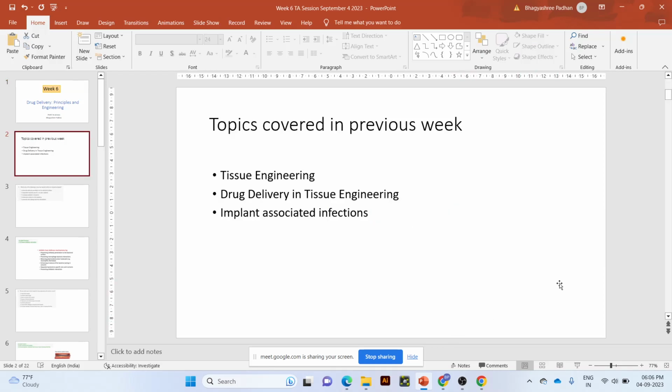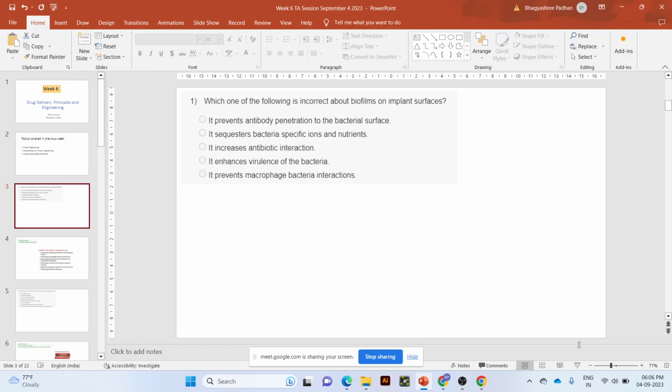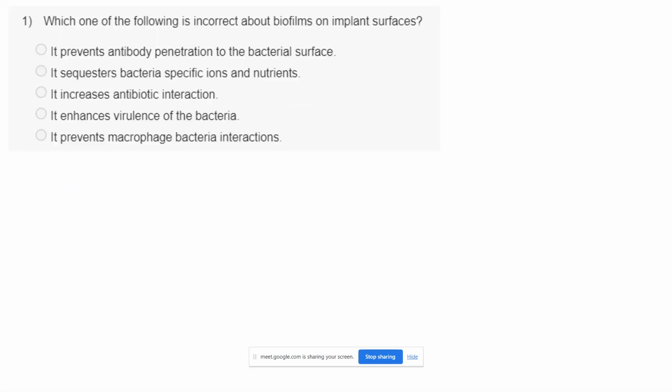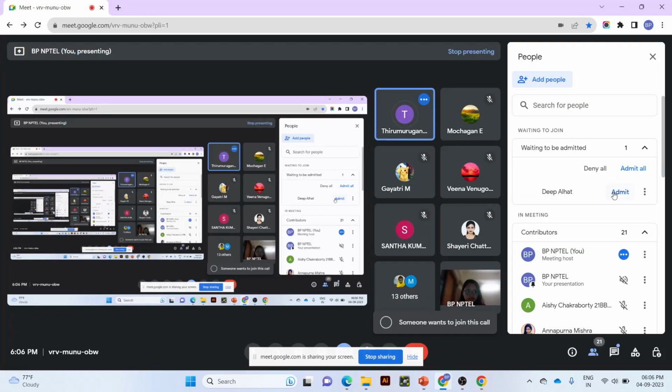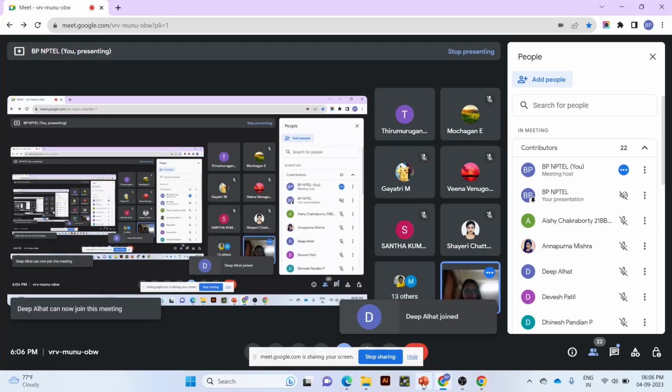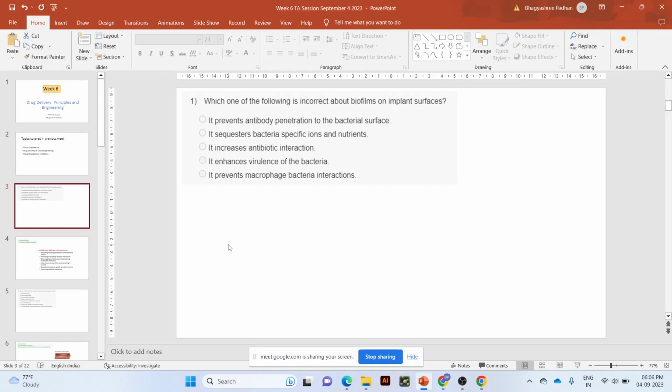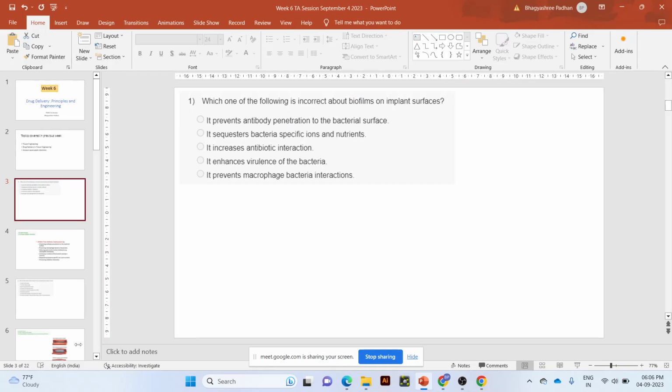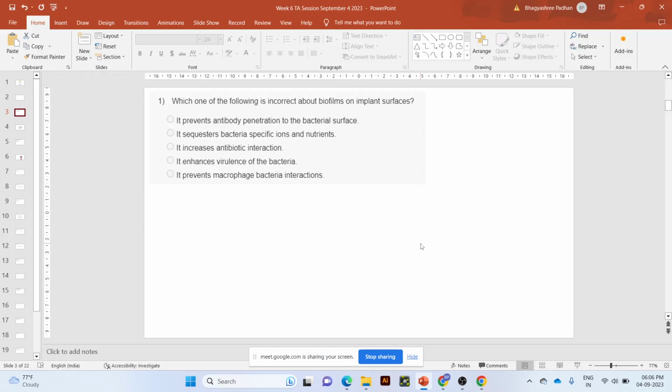These are the topics that were covered in the previous week: tissue engineering, drug delivery in tissue engineering, and implant associated infections. We'll start with the assignment. The first question is, which one of the following is incorrect about biofilms on implant surfaces?